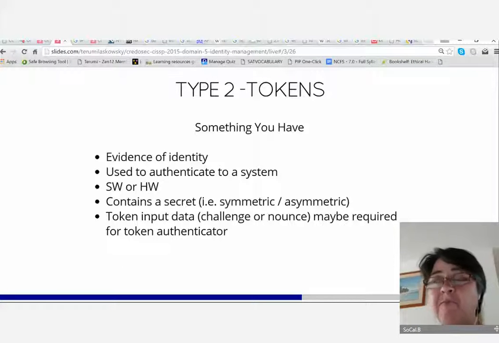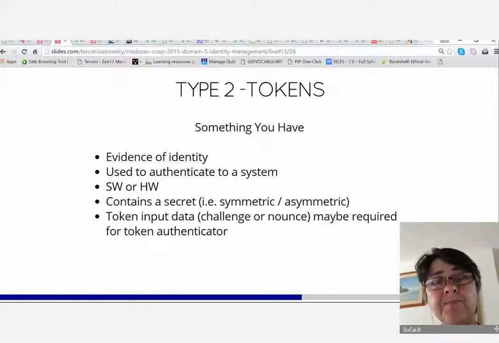Token, something that you have. Evidence of identity, of course. Well, when you do authentication, it's all evidence of your identity. So use it to authenticate your system. You could have software or hardware tokens. These days I've been using Google Authenticator. It's pretty nice. It's a software authenticator.